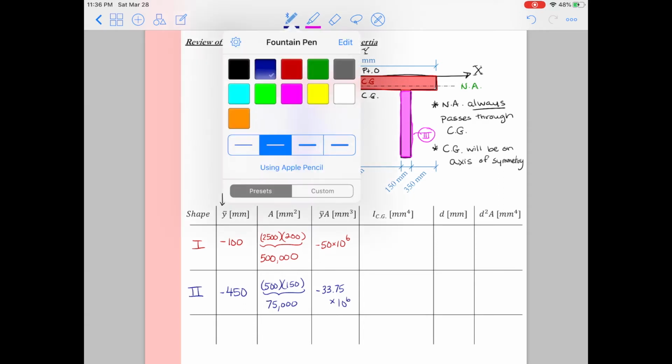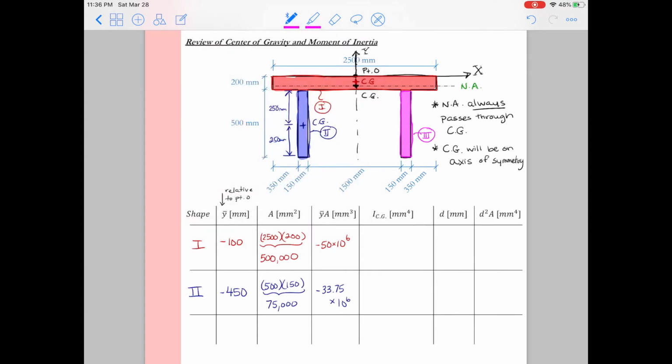I have to do shape 3 as well. I take a look at shape 3. Shape 3 is very similar to shape 2. It's in the same relative position to point O, at least in the y direction. And so I'm pretty much going to get the same answers for the distance to the center of gravity, and for my area, and for y bar times a. So I'm just going to repeat those values in from shape 2.